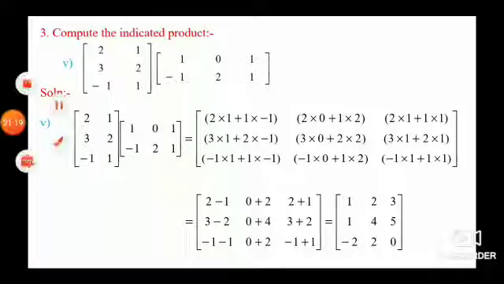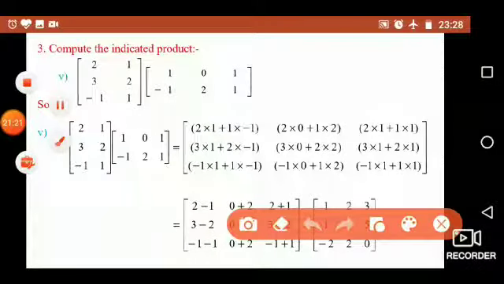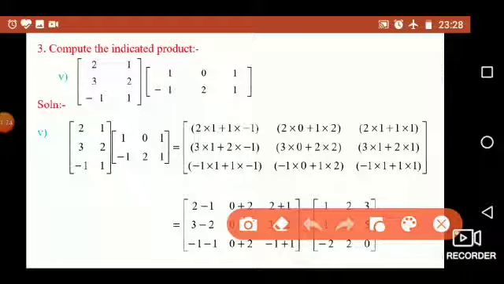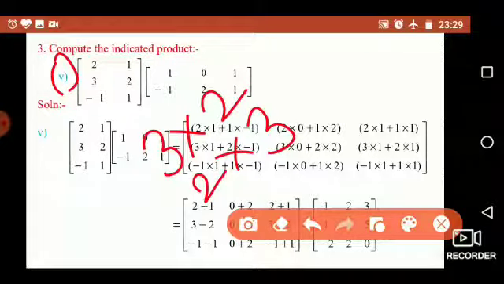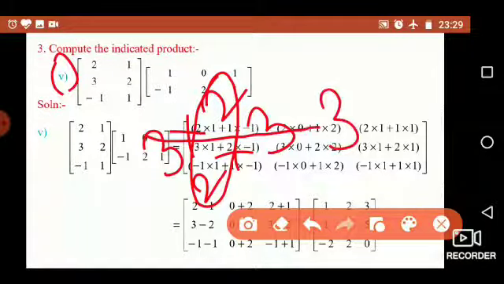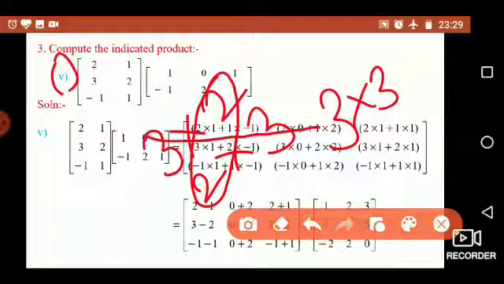My dear students, you can take this example as an assignment. Here is the fourth question from the same exercise. The first matrix is of order 3 cross 2 and the second matrix is of order 2 cross 3. Therefore, the columns of the first matrix and rows of the second matrix are equal, so the product exists and the new matrix will be of order 3 cross 3. The product is already done over here. You can practice this problem at home. The answer is also given to you, so you can cross verify your result.